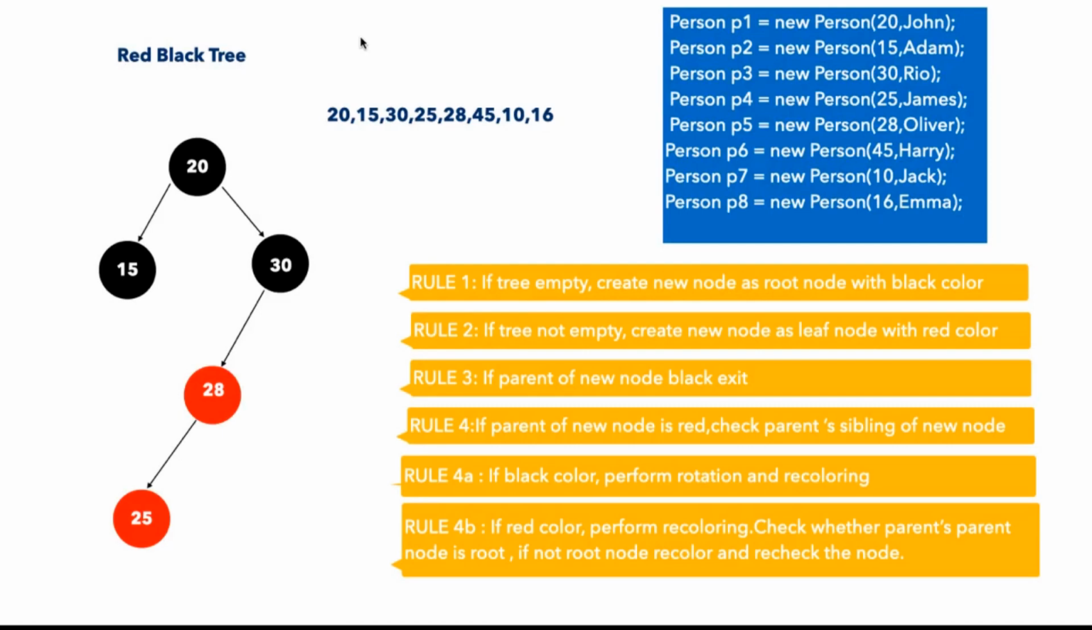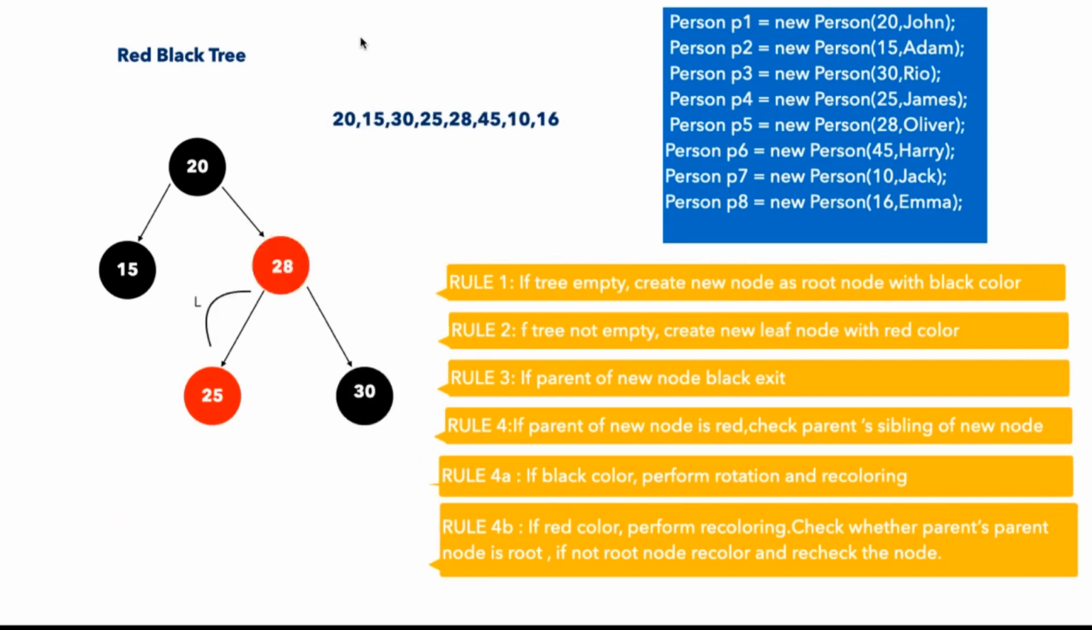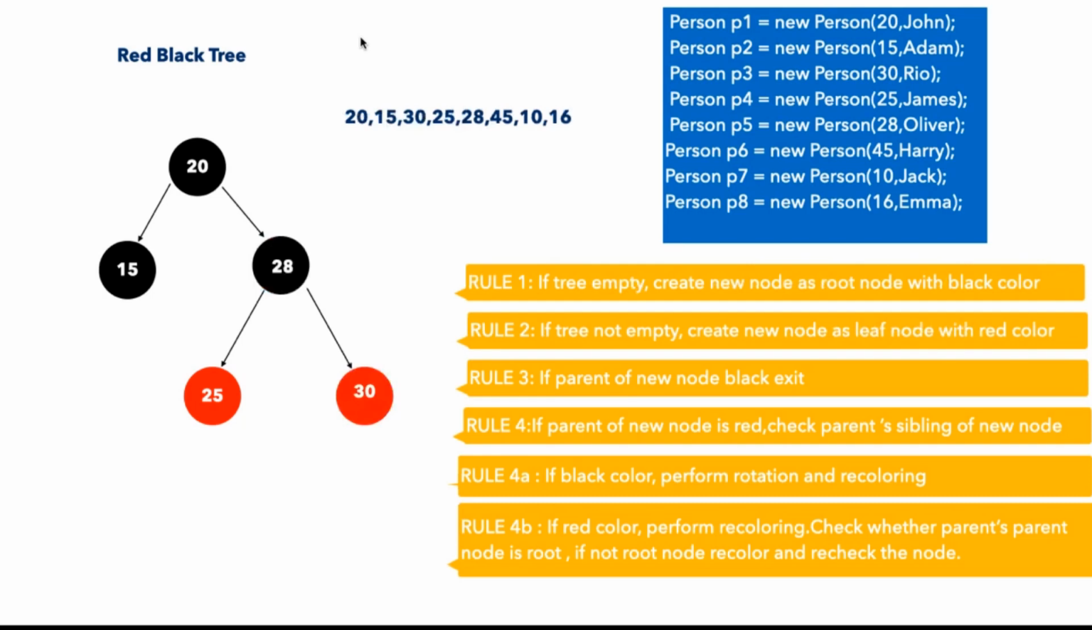Above tree still has red conflict. Now we can do the LL rotation. We need to perform this operation. 28 is median and 28 will become the root node, and 25 and 30 will become the left and right child. After rotation, node 25 and 28 need to be recolored. Now the tree looks fine and we are fine with this step.